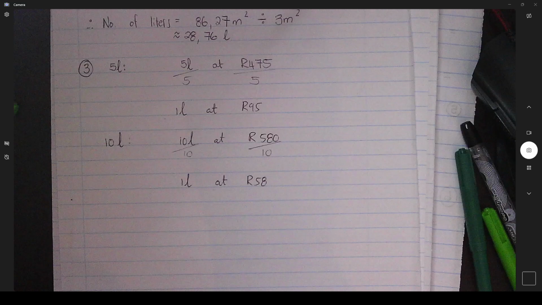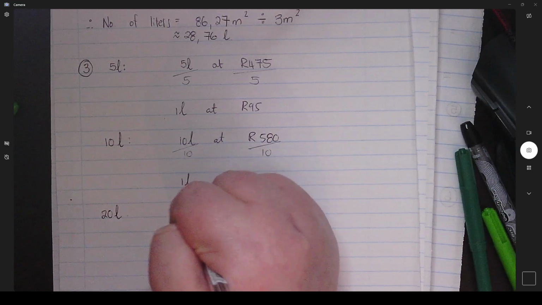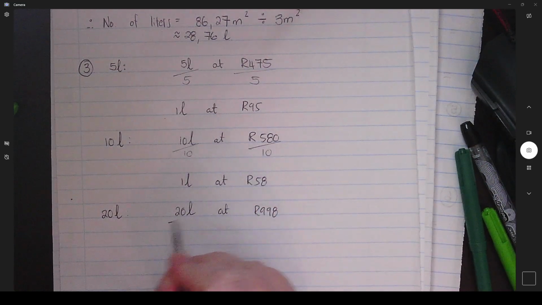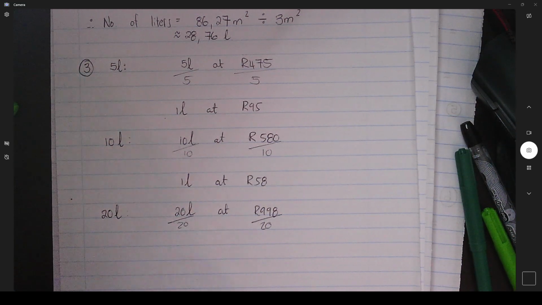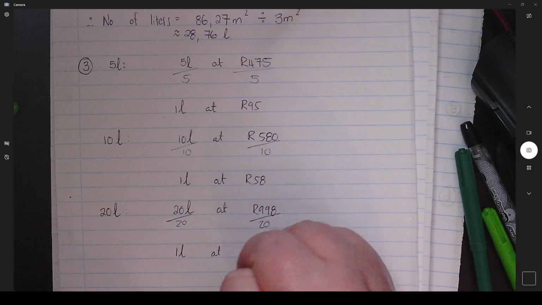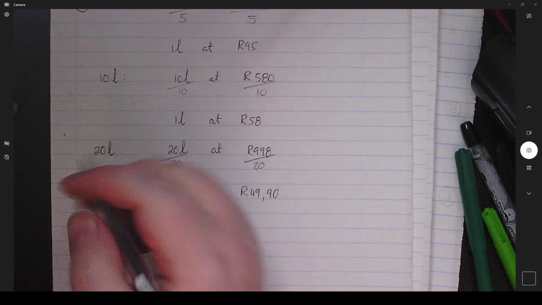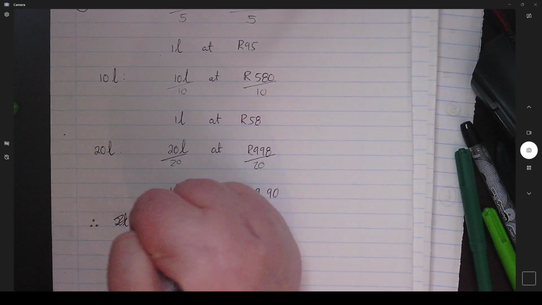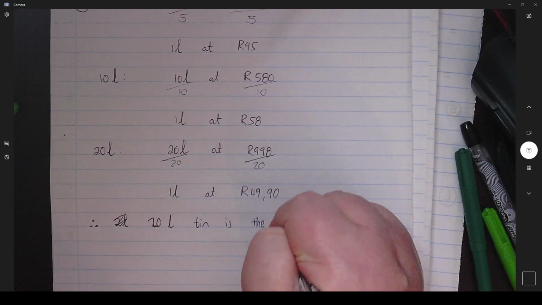That's a lot cheaper. And then 20 liters. I have 20 liters at 998 Rand. I'm going to divide by 20 on both sides. And that will give me 1 liter at 49 Rand and 90 cents. Alright, that means that the 20 liter tin is the cheapest.